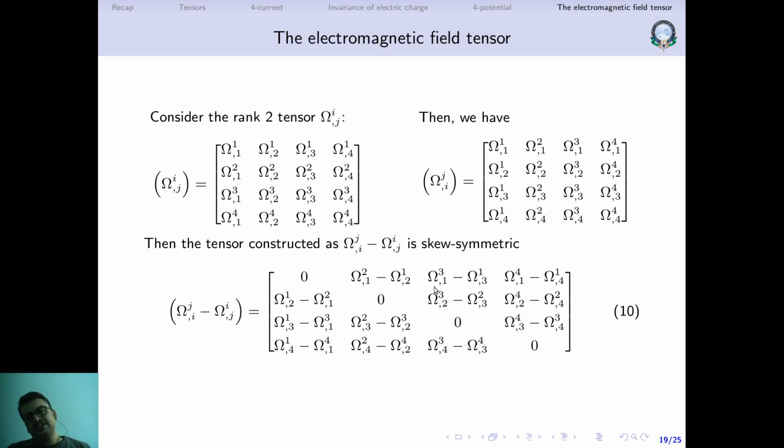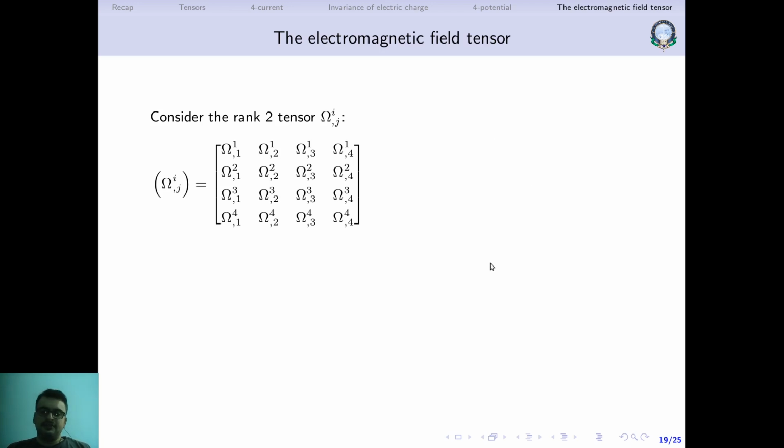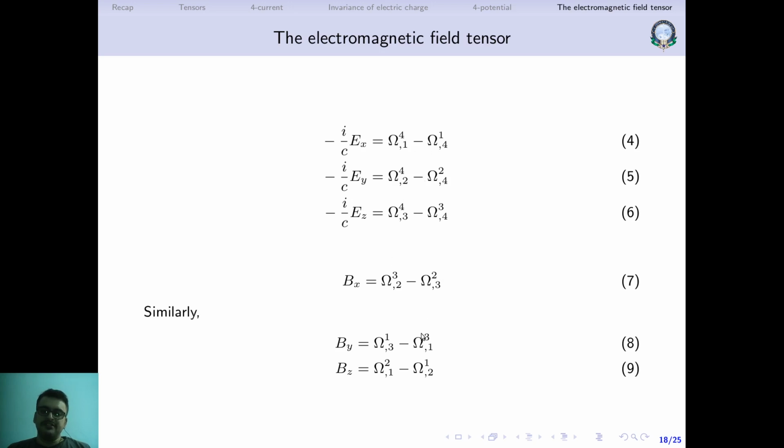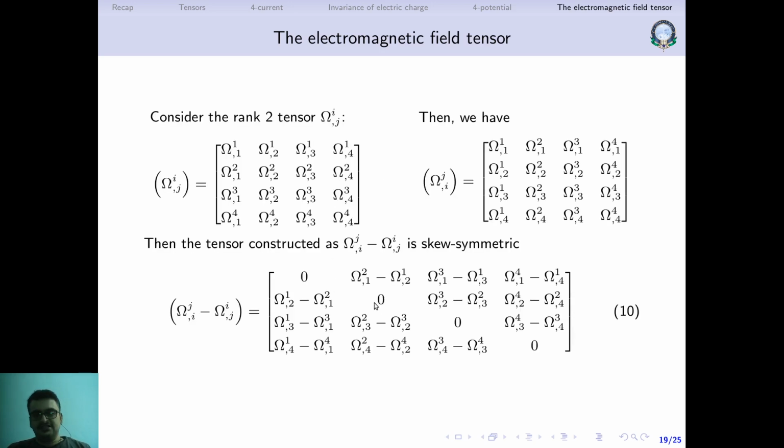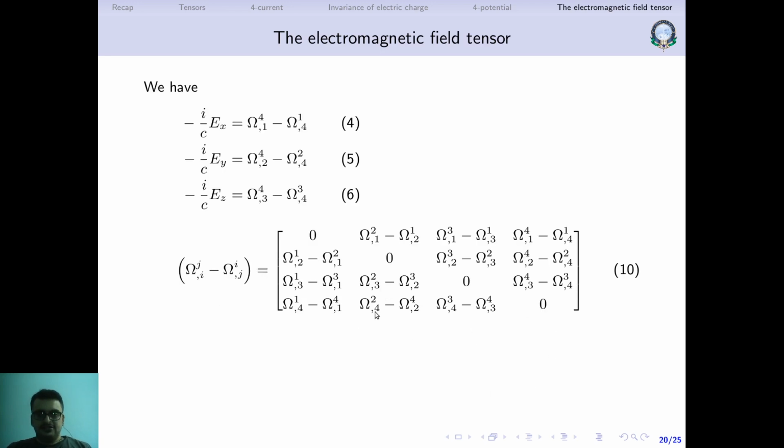So the only linearly independent components will be these 6 components or these 6 components. If you know the components in the upper triangle, or the components in the lower triangle, you can find out what the other components are. So we have 1, 2, 3, 4, 5, 6. That gives us 6 components. And as you can see from the difference between these components, we get the 6 electric and magnetic field components. So it's just a matter of placing the electric and magnetic field components in their respective positions in this particular matrix. So this is what we got.